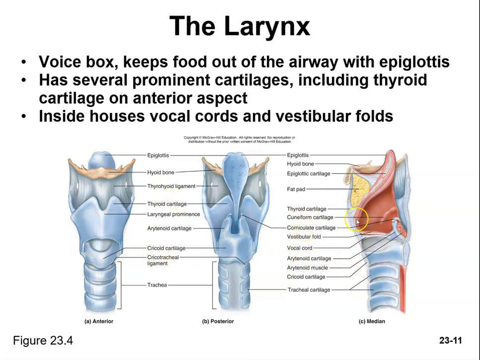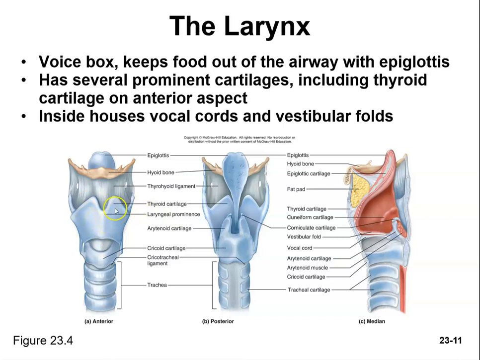You have thyroid cartilage here. You have a little bit of fat pad here. But the larynx is mostly cartilage. So you have to know all the parts of this little guy right here. Okay, so again, this is the Adam's apple. Laryngeal prominence is the medical terminology for it.